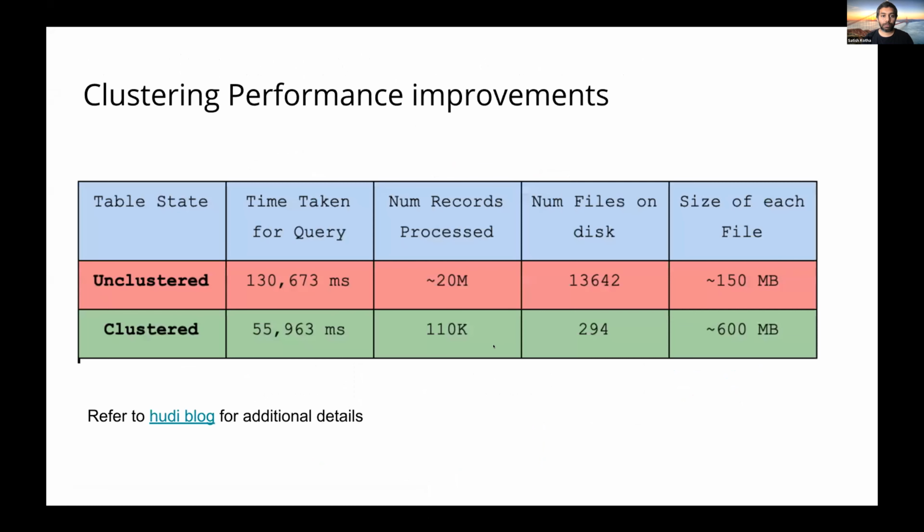This is an example from a small production data set with 200 gigabytes of data. We ran the same query for a given session ID. Without clustering, the query took 130 seconds and processed all the 20 million records. After clustering, it only took 55 seconds, and it only needed to process about 110K records. So this achieves up to 50% performance improvement for this use case.